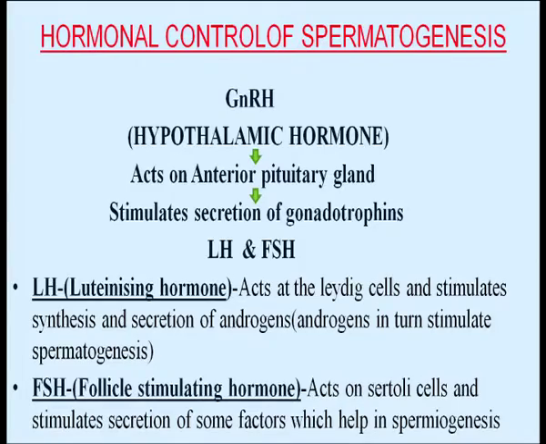FSH is follicle stimulating hormone. It acts on Sertoli cells and stimulates secretion of some factors which help in spermiogenesis. After the male reproductive system, now we will talk about the female reproductive system.